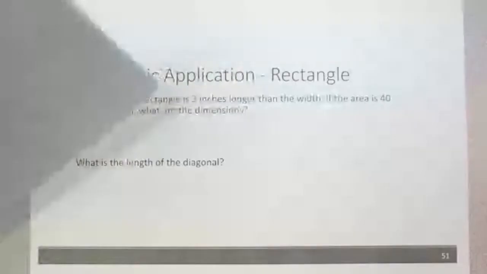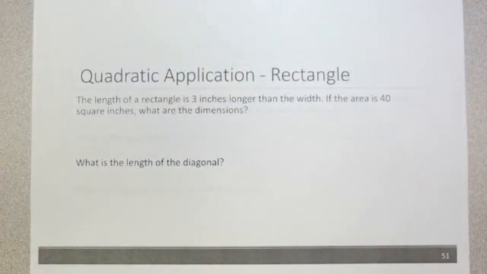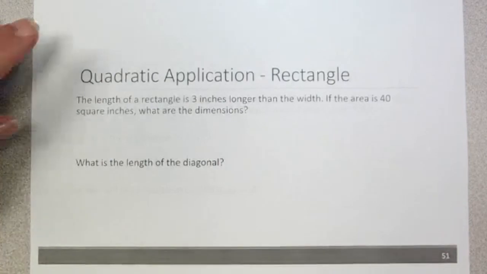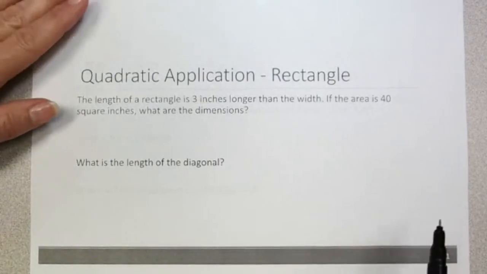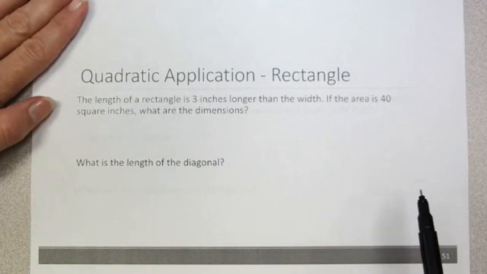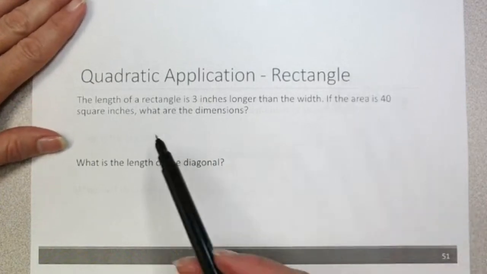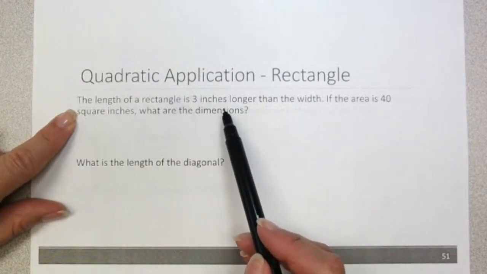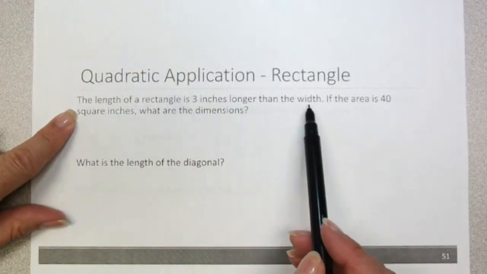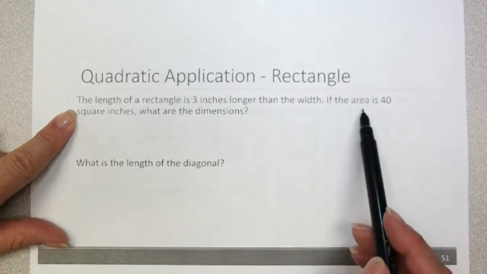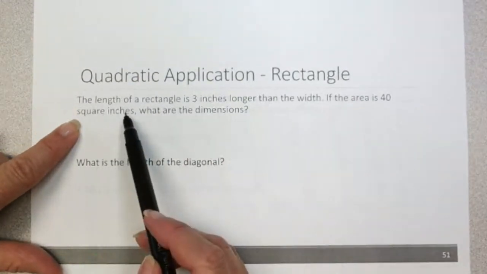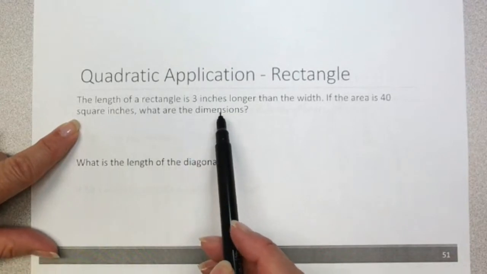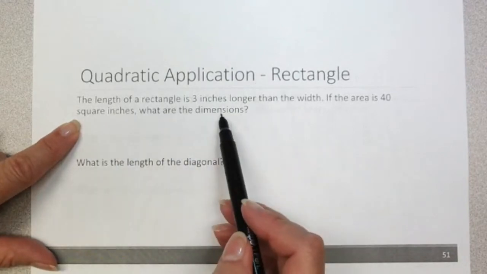All right, well, let's close out this lecture with some applications. There's really no point in learning this material if we can't apply it to solve problems, right? So let's look at this first one. This one's just kind of a fun application, a way to think about and review a few standard formulas. What's it saying here? The length of a rectangle is 3 inches longer than its width. If the area is 40 square inches, what are the dimensions? The dimensions of that rectangle. So what are the length and the width?